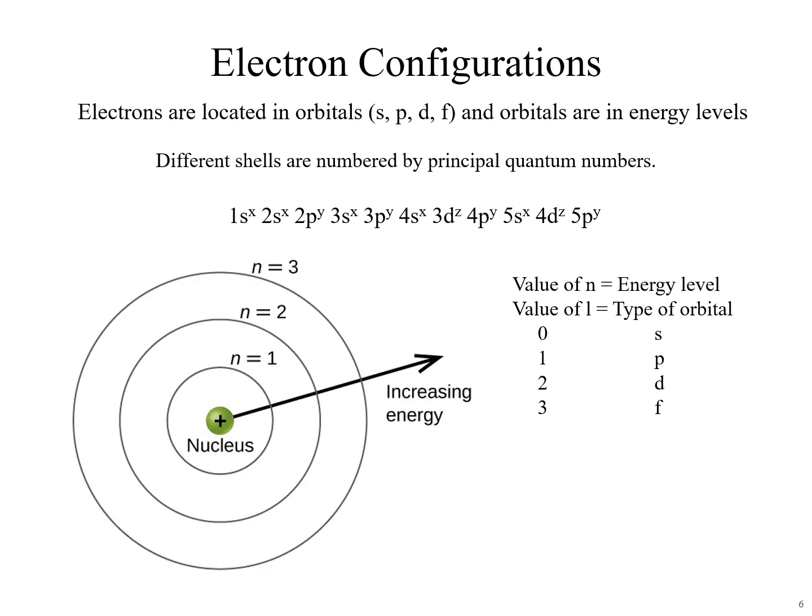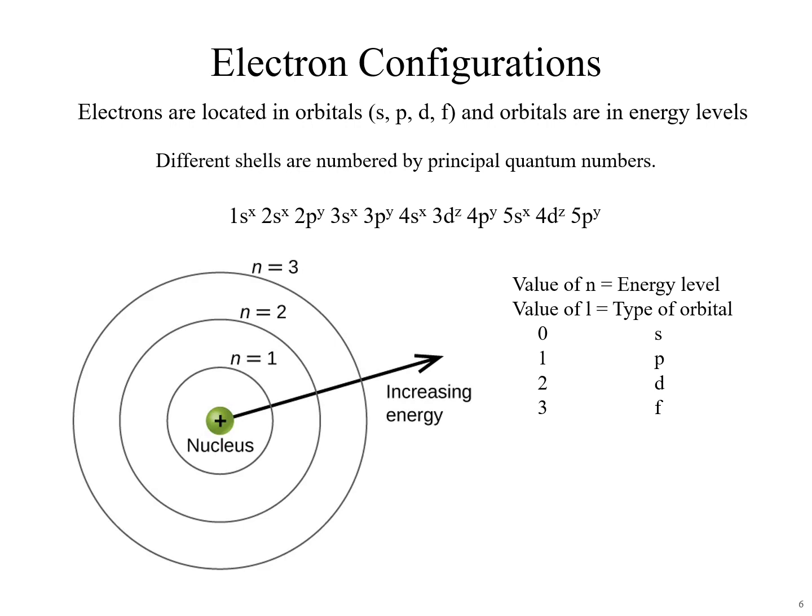In each energy level, we have the different sublevels or subshells, which are the orbitals. We also know that we have a different number of each type of orbital. Whenever we have an s orbital, we're going to have one of them. P orbitals are always 3 of them. D orbitals are always 5 of them. And then f orbitals are always 7 of them.